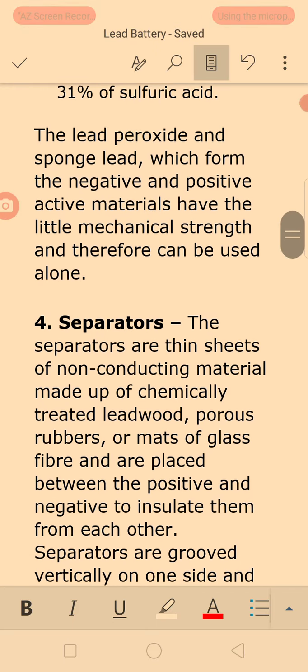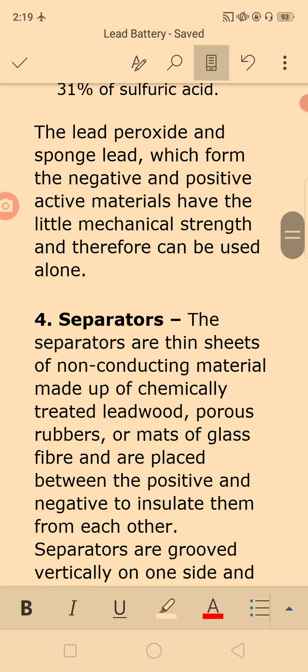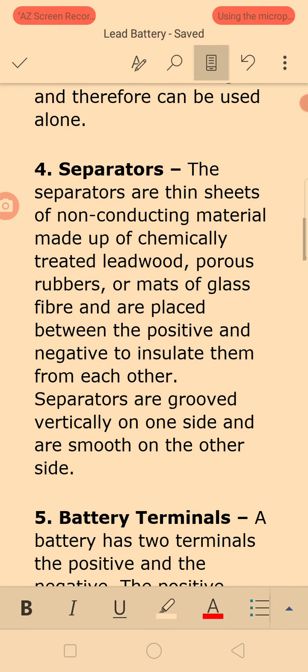The number 4 important point is the separator. The separators are thin sheets of non-conducting material treated with lead wood, porous rubber, mat, or glass fiber, placed between the positive and negative plates to insulate them from each other and separate them vertically.